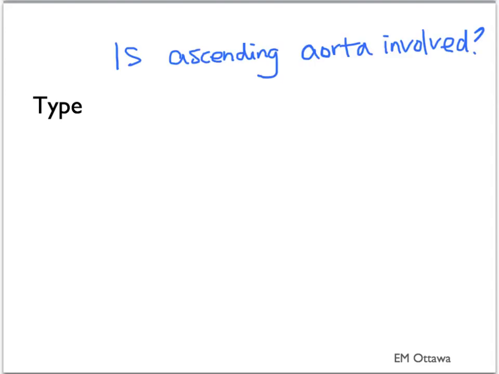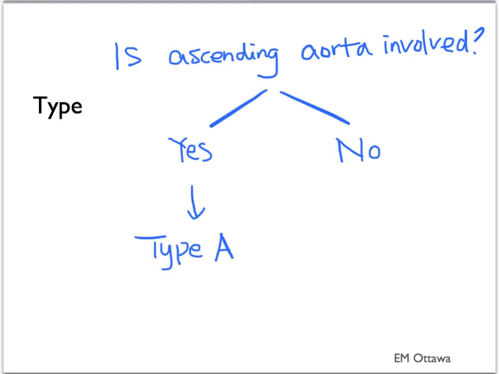Once we diagnose an aortic dissection, what should be the treatment? The treatment is based on the type of the dissection. There are different classifications, but we will use this one for our discussion. It is based on whether the ascending aorta is involved. If it is, it is a type A dissection. And if it's not, type B.